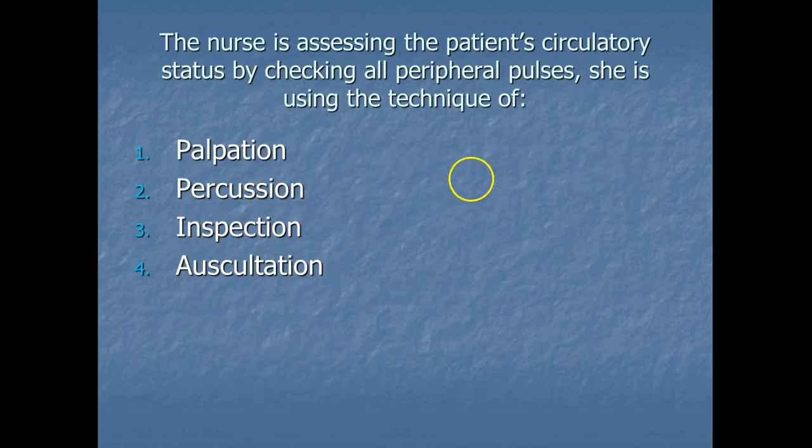Here's an example of an assessment question. The nurse is assessing the patient's circulatory status by checking all the peripheral pulses. She is using the technique, and these are the different techniques. This is a pretty easy question, but let's pick out the key words. Peripheral pulses, assessing peripheral pulses. We know the answer has to be palpation. However, if I change this one word to apical pulse, that changes the answer to auscultation. So again, easy question, but you have to look at these key words.